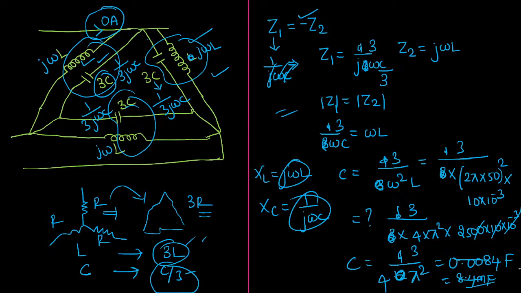If it is 3 by 4, then what will be the answer? 3 by 4 means 0.75, right? So let me do it. Sorry.